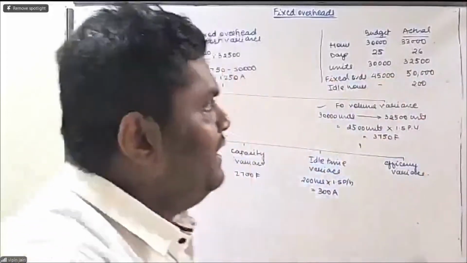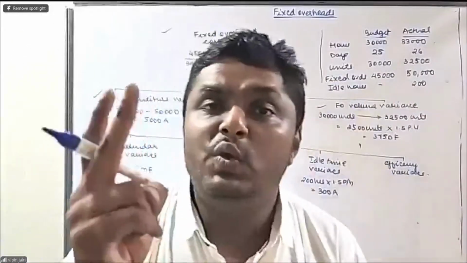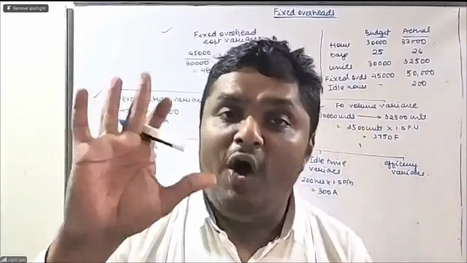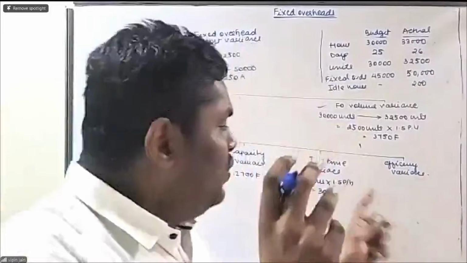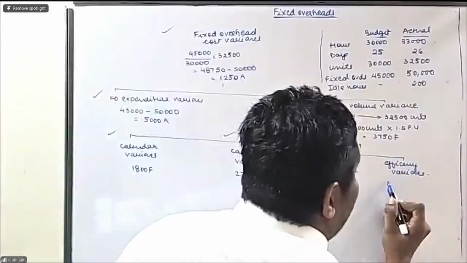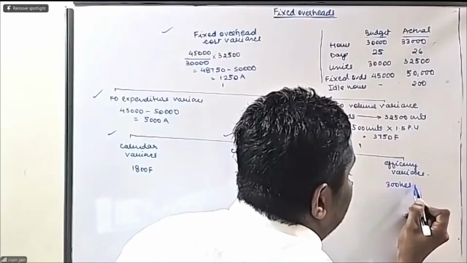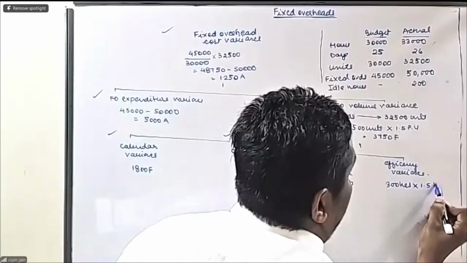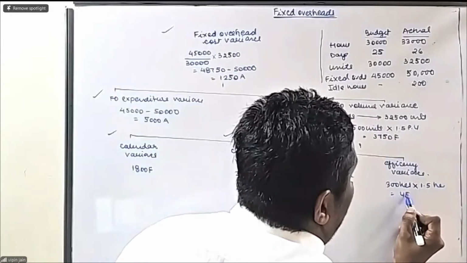So till now we discussed that 500 hours was my inefficiency. But here, in this question, it is given that 200 are my idle hours. So of this 500 hours, 200 is my idle hours. So inefficiency will be of how many hours? 300 hours only. This will be 450 adverse.